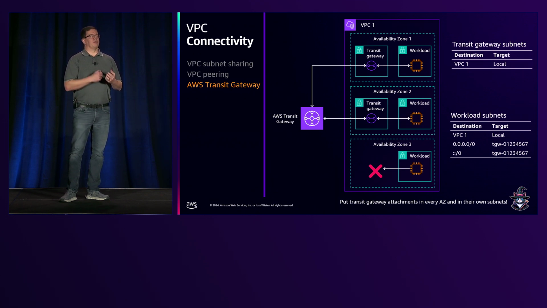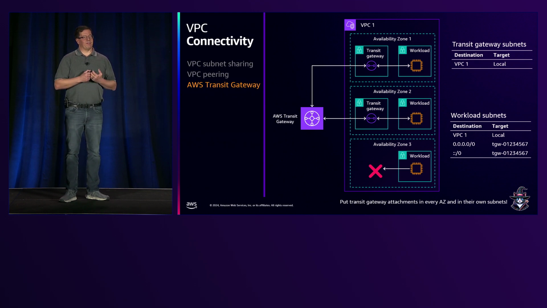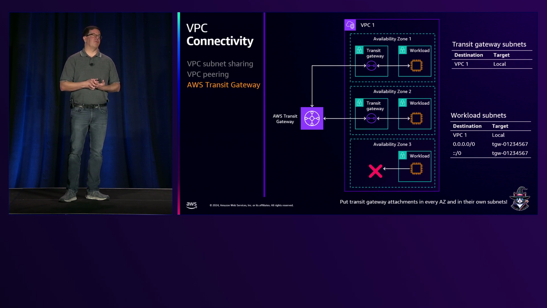Secondly, make sure to put a Transit Gateway attachment in every AZ that you're actually using. We have seen a lot of issues where customers deployed it only in one AZ and thought that was sufficient. An instance cannot talk cross AZ to a Transit Gateway attachment. It has to have one in the local AZ. So make sure you do that.